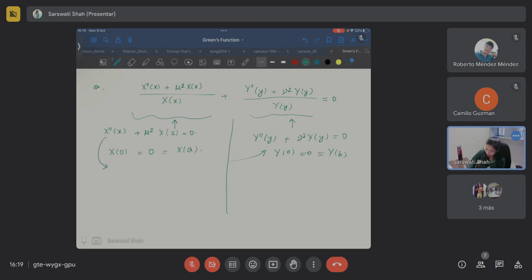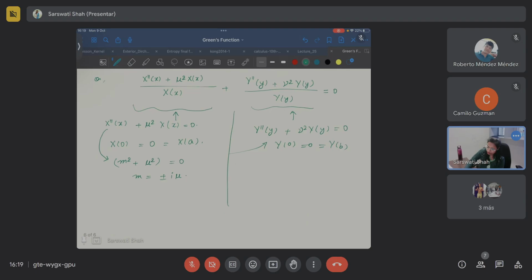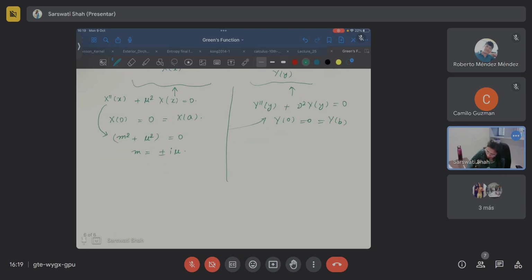Now, if we write it in the auxiliary equation form, the auxiliary equation is going to be m square plus mu square equals 0. So m equals plus minus i mu, and the solution is going to be X of x equals c1 sine of mu x plus c2 cos of mu x.